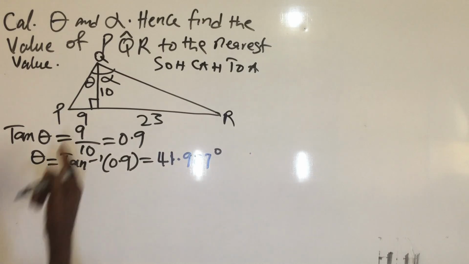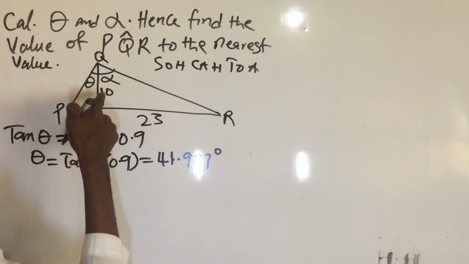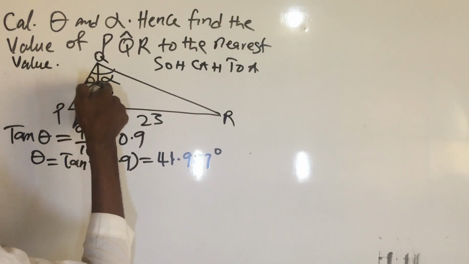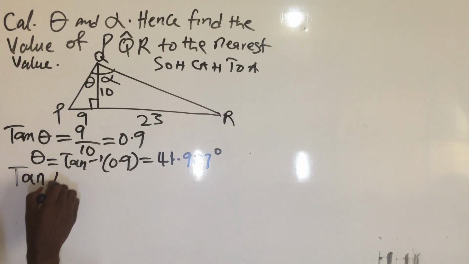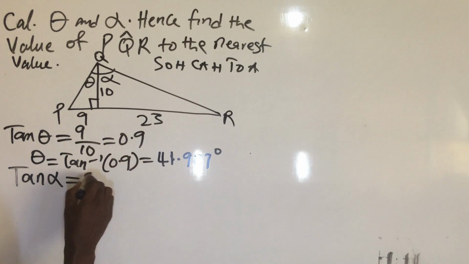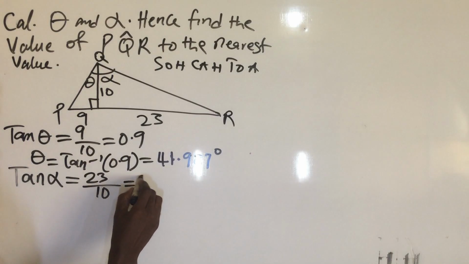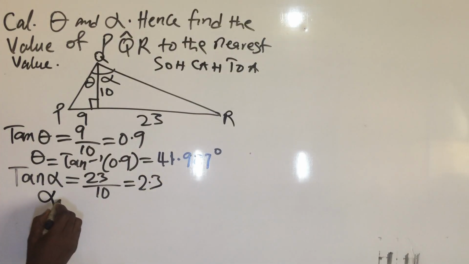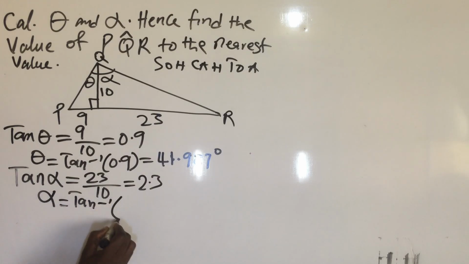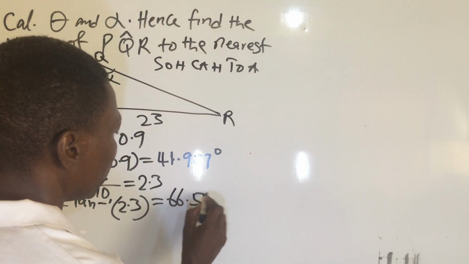Now, from the alpha, this side here will become opposite, 23, and 10 will become adjacent to the angle alpha. So we still use tan alpha equals opposite, which is 23, all over adjacent, which is 10. And when we divide them, it will now give us 2.3, okay? From what I've told you, finding the alpha, we now make use of tan inverse on our calculator, tan inverse of 2.3. And when we press it on our calculator, it will give us what? 66.501 degrees.